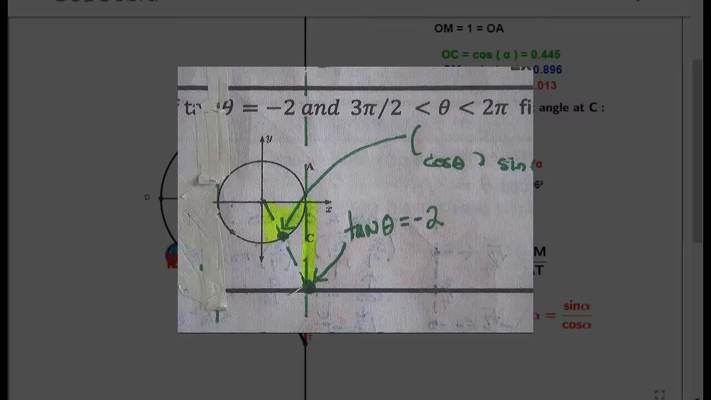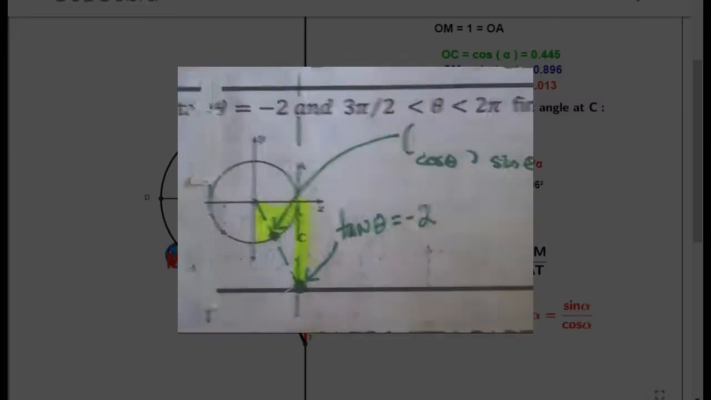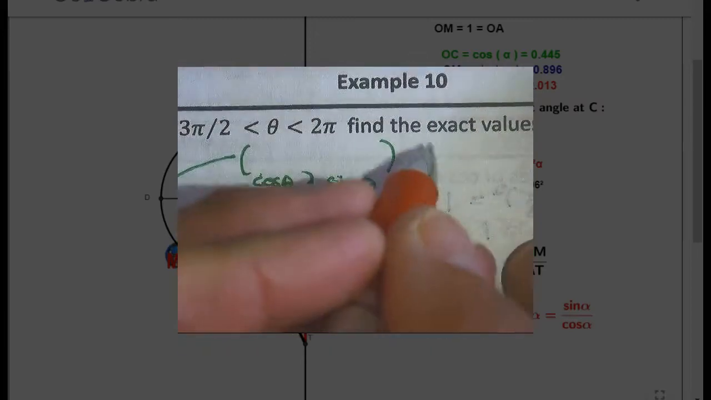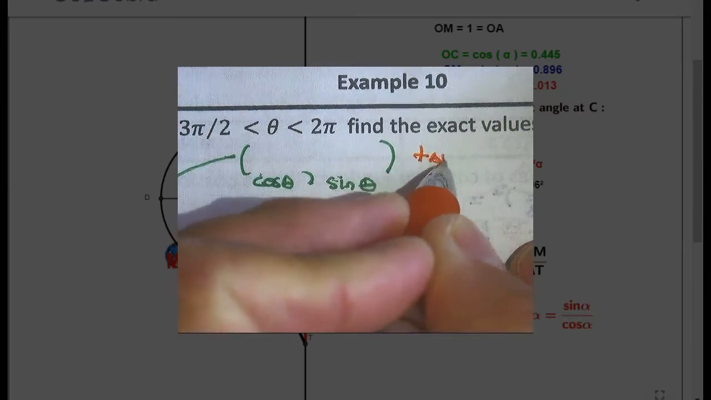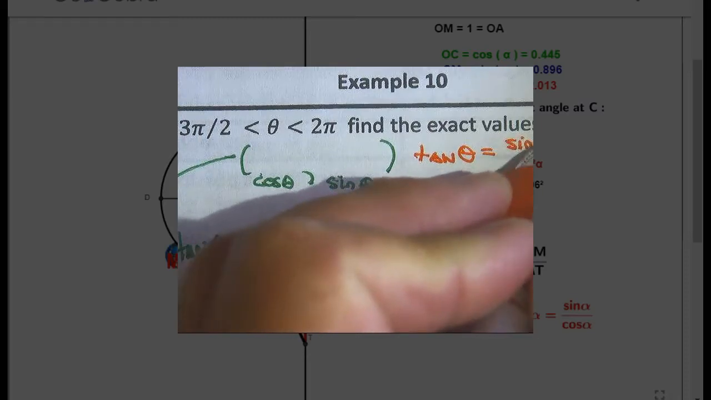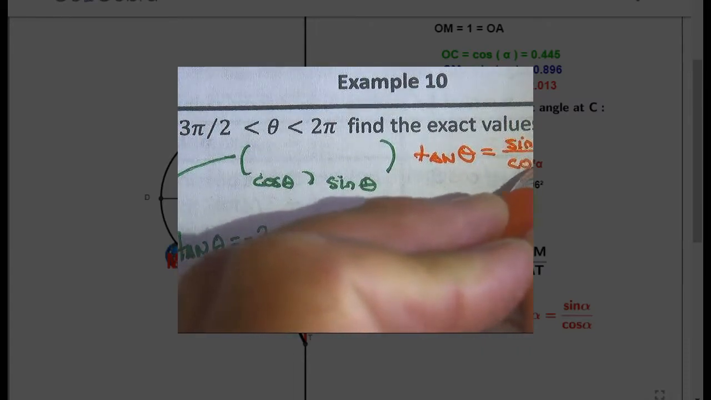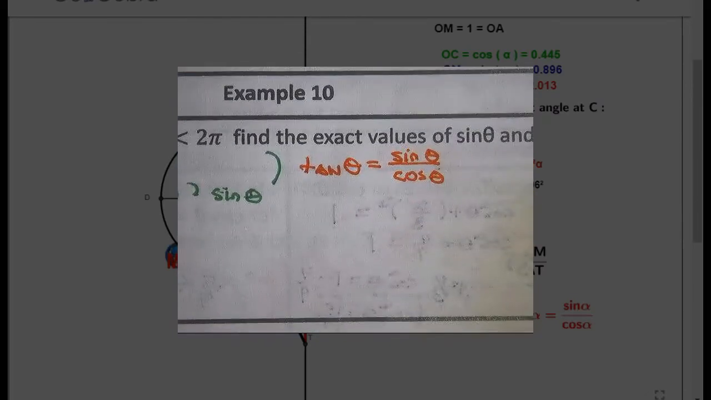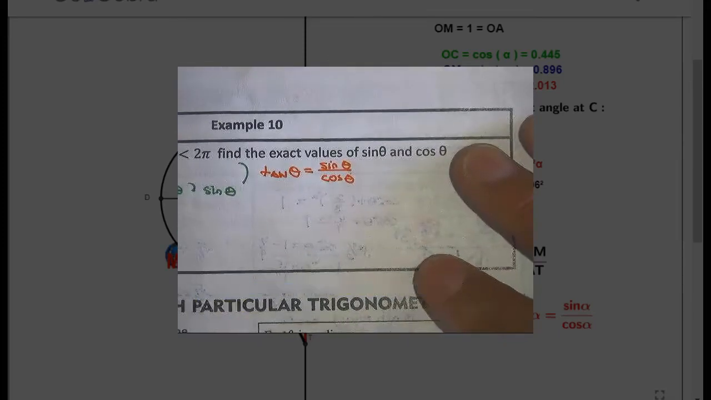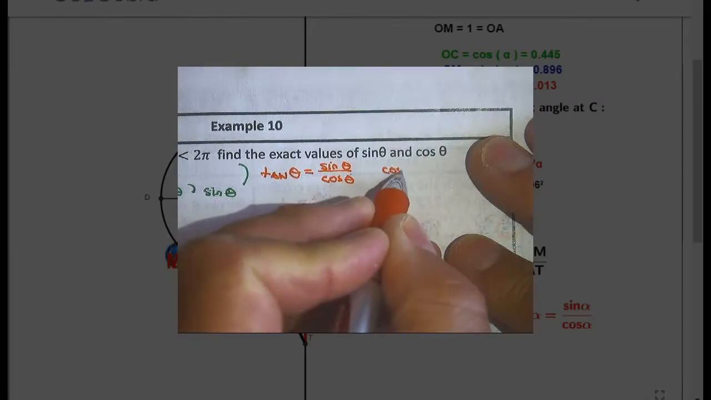All right. So to do that, we know one way of getting tangent, which is sine over cosine. Okay, so we know that by definition, the tangent is equal to the sine divided by the cosine. And the other thing that we know is that if you square the sine and the cosine, you get 1.